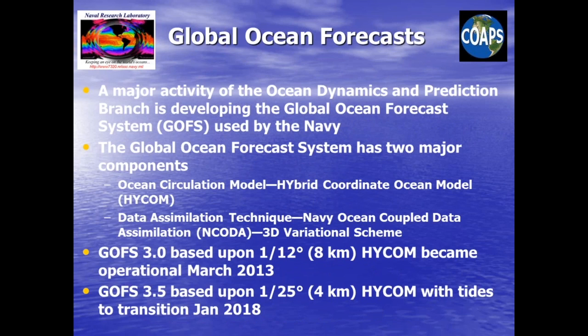Okay, so one of the major activities that's done in the Oceanography Division is developing a global ocean forecast system. So it's effectively a weather model, but for the ocean. And in this forecast system, there's two major parts. There actually is the dynamical model that makes the forecast, and then the data assimilation system, which is used to take observations, blend them with the model to give you an initial condition to run your forecast forward.